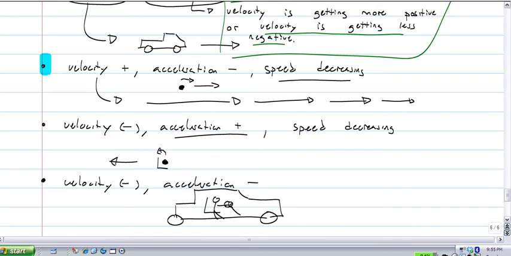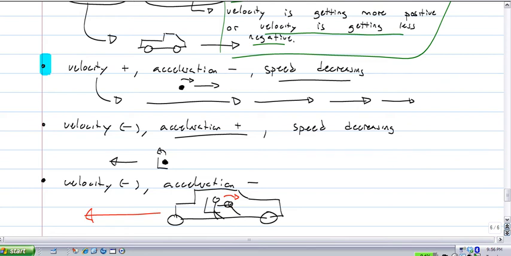Okay, so your acceleration is negative. That means you're falling forward, and your velocity is negative. So if you're going that way, and you're going to fall forward, do you need to step on the gas or the brake? If your answer is the gas, then you're speeding up. If your answer is the brake, then you're slowing down.